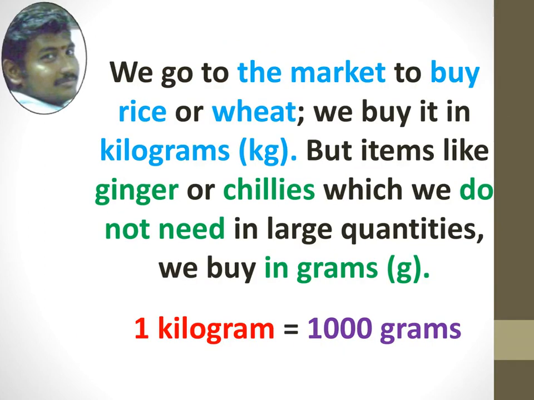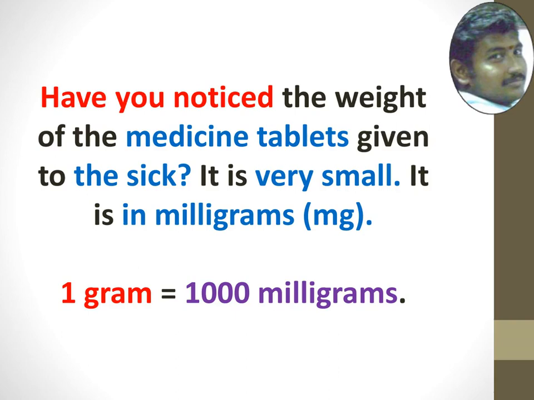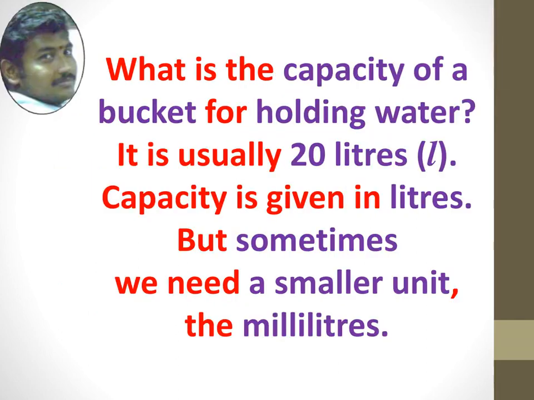We go to the market to buy rice or wheat. We buy it in kilograms. But items like ginger or chilies, which we do not need in large quantities, we buy in grams. That time we use 1 kilogram is equal to 1000 grams. Have you noticed the weight of the medicine tablets given to sick persons? It is very small. It is in milligrams. So 1 gram is equal to 1000 milligrams. The same way 1000 grams make 1 kilogram.